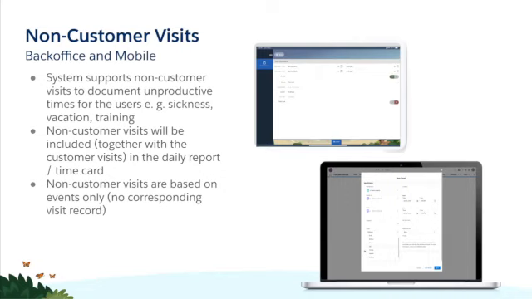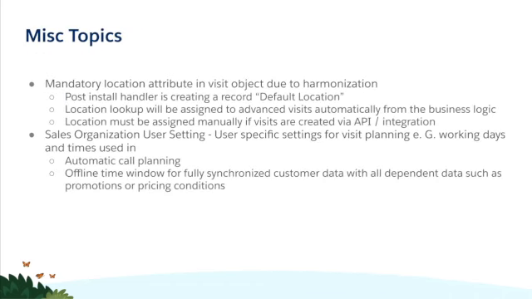The non-customer visits are based on the standard events object, so you will not find corresponding visit records. While from the advanced model, all customer-based visits, you will find a visit record plus a one-to-one event record. Now a couple of hints.